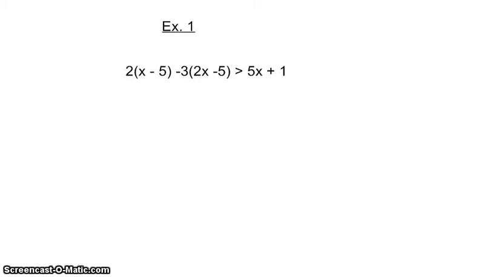Okay, you should now be on page 3 of your foldable. And as I go through the steps for solving linear inequalities, I'm going to be doing this one example, and we're going to go through the entire foldable with this one example. So on page 3, step number 1 should be to clear all fractions. Notice I have no fractions, so the only thing on page 3 of my foldable is this example written down. 2 times x minus 5 minus 3 times 2x minus 5 is greater than 5x plus 1.